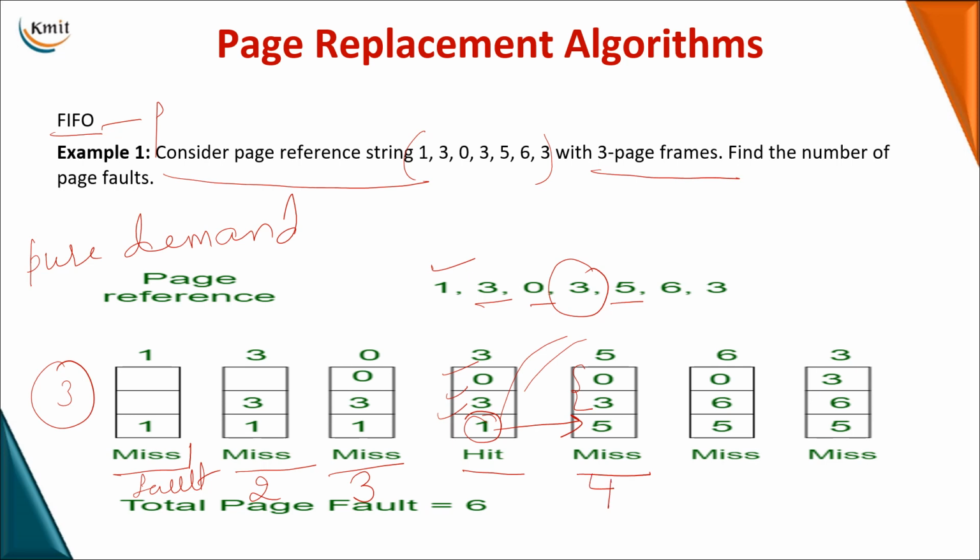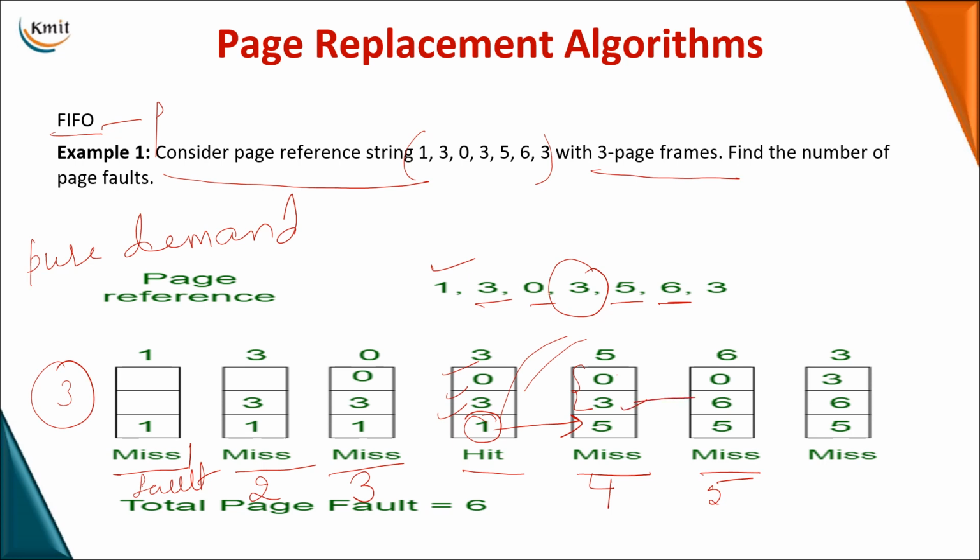And the next reference string here is 6. Check the content: 0, 3, 5. Is 6 available here? No. So this is a miss and we count it as 5. Among 0, 3, 5, which page would you select for replacement? Which one has entered into the queue at the start? It was 3.